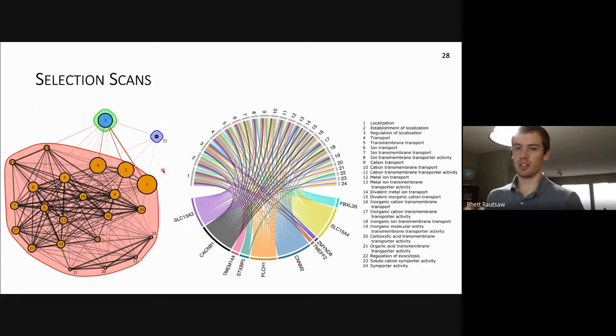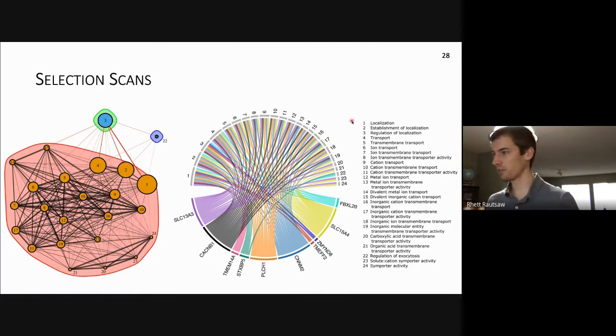So most of those GO terms are related to osmoregulatory function. On the left, you'll see a network of significantly enriched GO terms and how they're connected to one another through the number of genes that they share with one another. On the right, you'll see those genes and the GO terms with which they're associated.